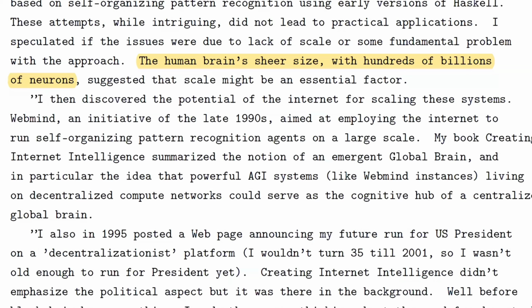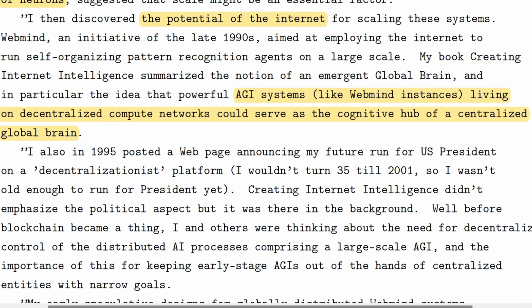Especially the pursuit of its own intrinsic goals sounds like something that any intelligent being definitely should be able to do. Now, when it comes to building this intelligence, scale might be an important factor, especially when we consider the human brain's sheer size with hundreds of billions of neurons. So OpenCog intends to use the potential of the internet, which is great for scaling. For example, AGI systems living on decentralized compute networks could serve as a cognitive hub of a centralized global brain.